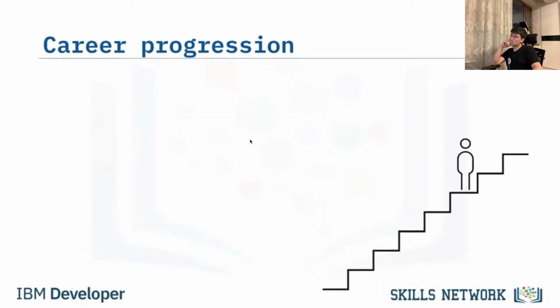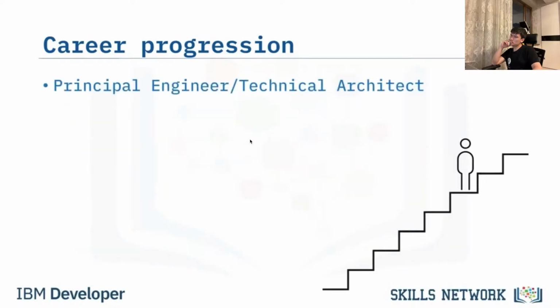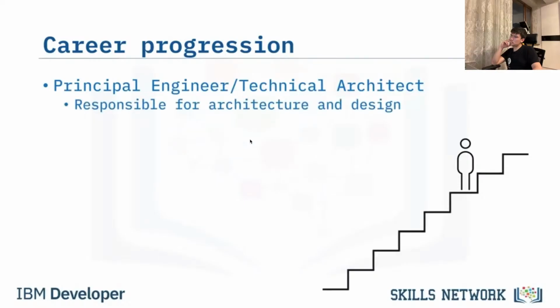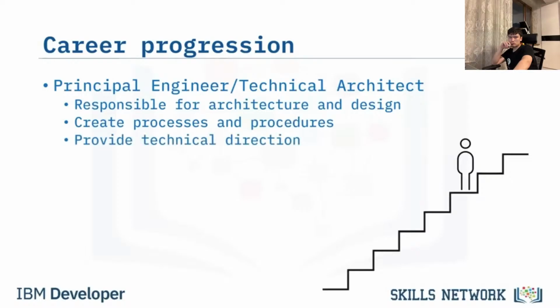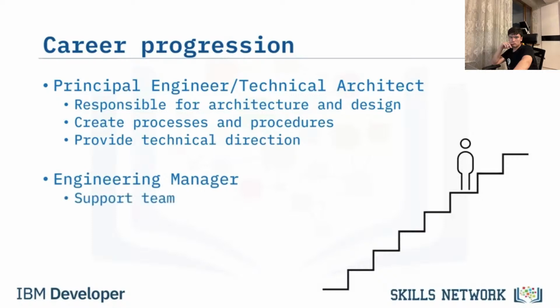Continuing along the technical path, you might progress to be a principal engineer or technical architect. At this stage, you'll be responsible for the architecture and design of a software solution, as well as the development of it. You'll be expected to create processes and procedures for your team and provide technical direction. On the managerial path, you could become an engineering manager. In this role, you'll ensure that the entire team is appropriately supported and encouraged to progress in their careers.